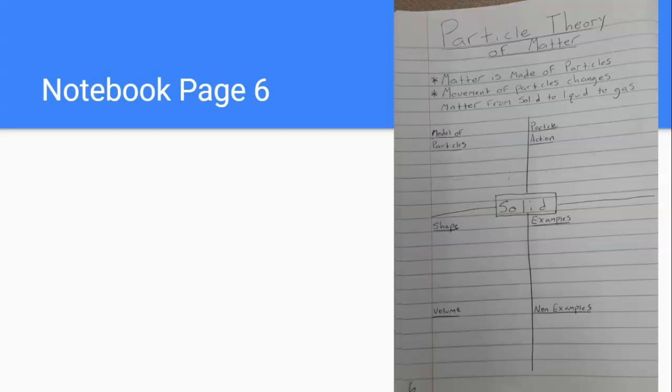Okay, first of all, notebook page 6. You're going to do page 6, 7, and 8 today. Notebook page 6 is your first page. The title of this is Particle Theory of Matter. And we've got 2 main points that I want you to write down right now. First of all, matter is made of particles. And second of all, the movement of particles changes matter from solid to liquid to a gas. And remember, you can pause this video at any time to copy down this note page.